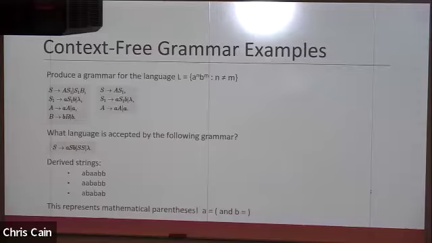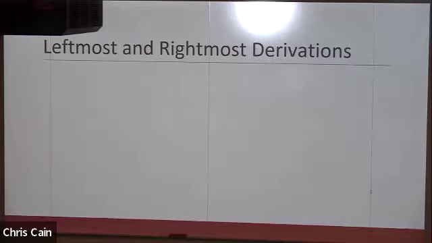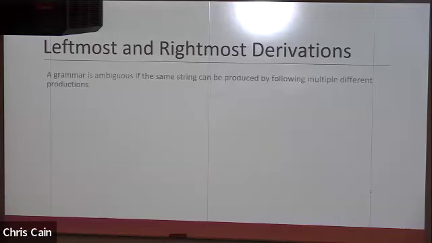So really cool. Let's talk about the next idea, which is the concept of a leftmost or rightmost derivation. First thing we need to do within this is define the concept of an ambiguous grammar. An ambiguous grammar is really just one where there is at least one string within the language that it accepts, where there are multiple possible paths through the grammar that generate that string.